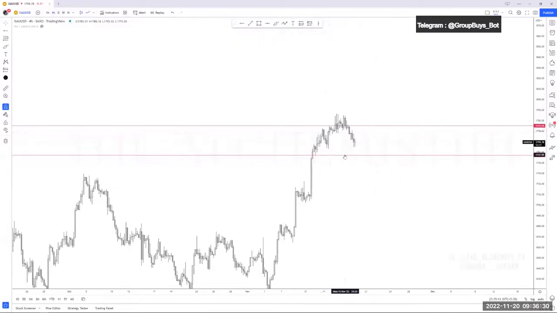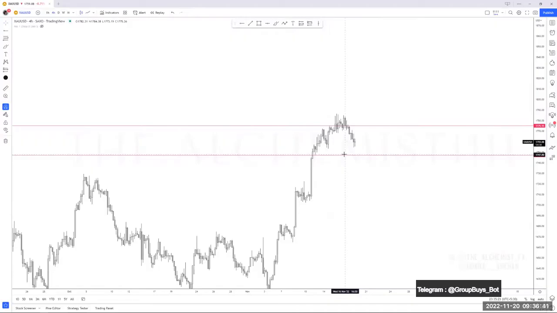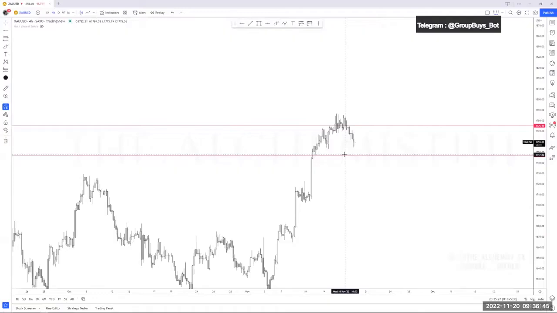If all the time frames are in line with each other, you add some trend line confluences. You use the times that we trade: the London kill zone and London open, the New York kill zone and New York open. And then you take the trade. That's how we do it.